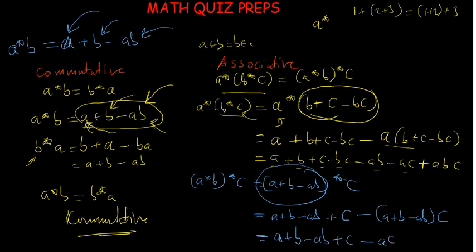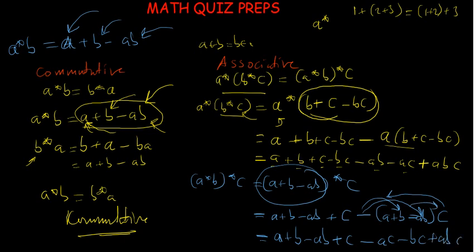Remember this negative is also distributing to everything which is here. So negative times this b, that will be negative b, and then negative b multiplied with the c will be negative bc, and then this negative distributes with that ab, that will be positive, and then with the c, that will be positive abc.